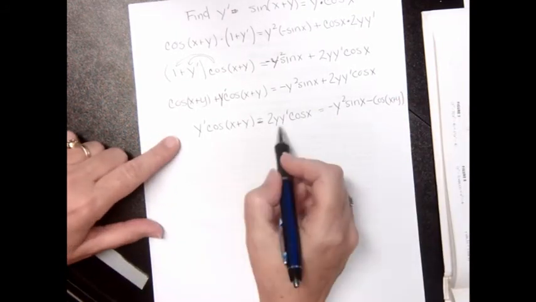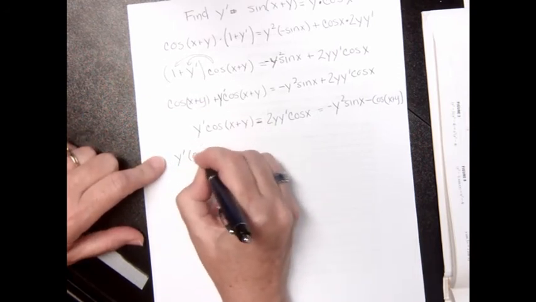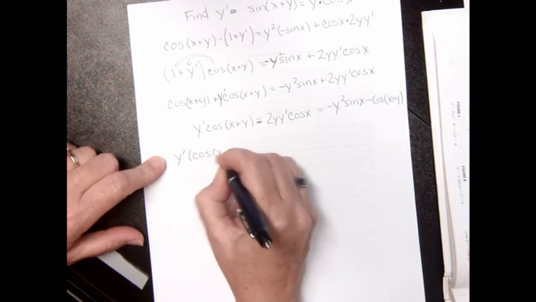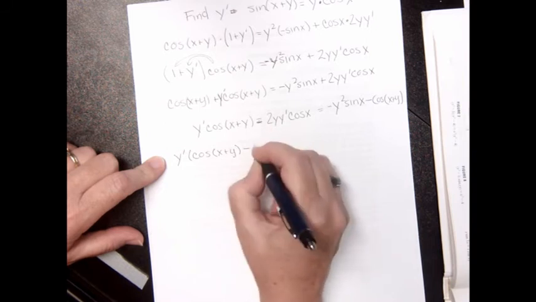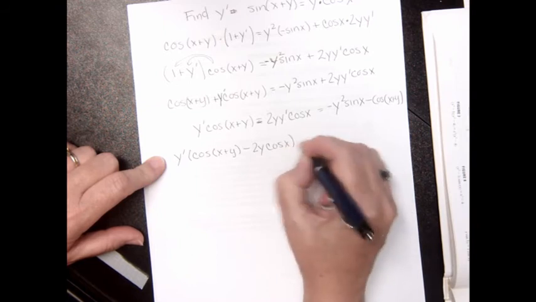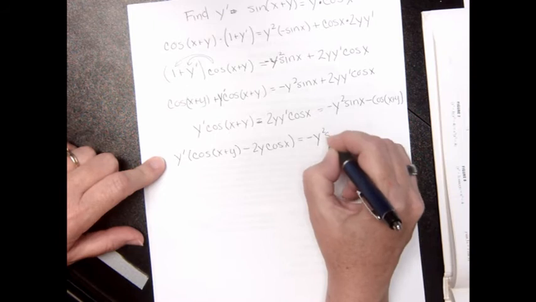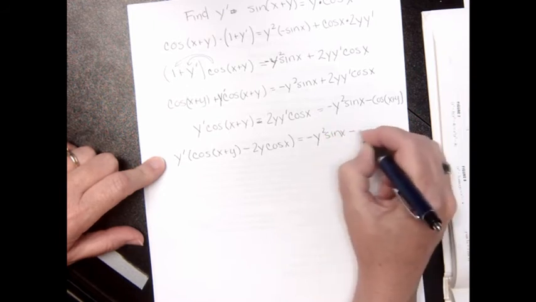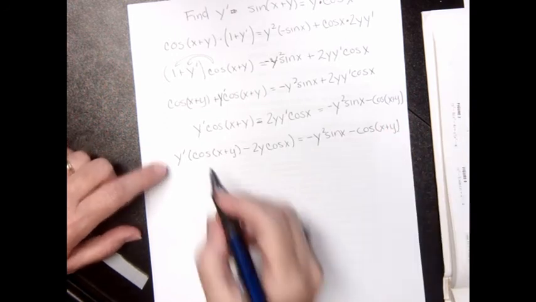Okay. All right, factor out my y prime. I have cosine x plus y minus, factoring out my y prime, 2y cosine x equals, again, negative y squared sine x minus cosine x plus y. Now I can divide both sides by this.